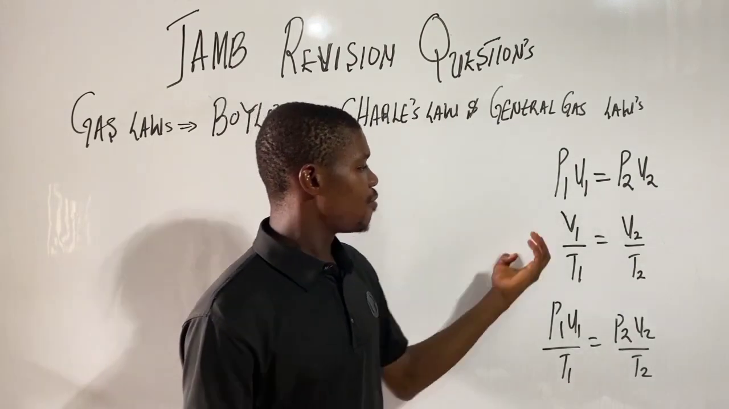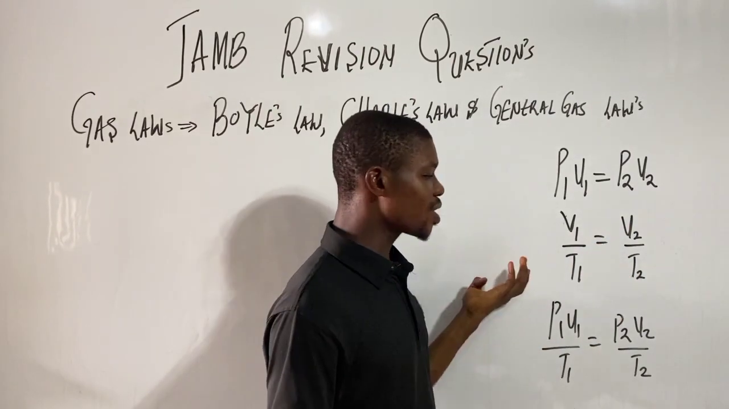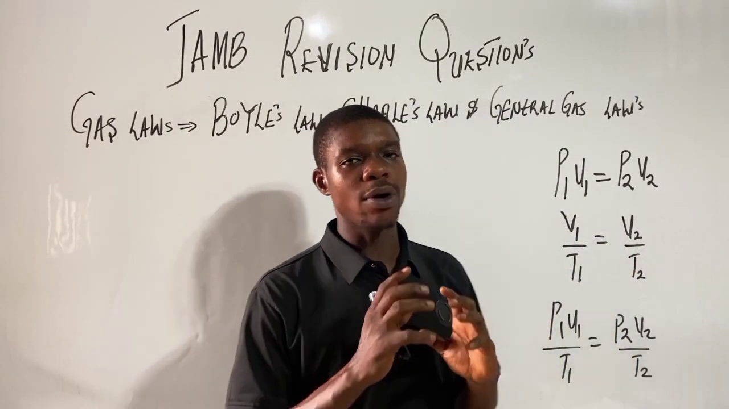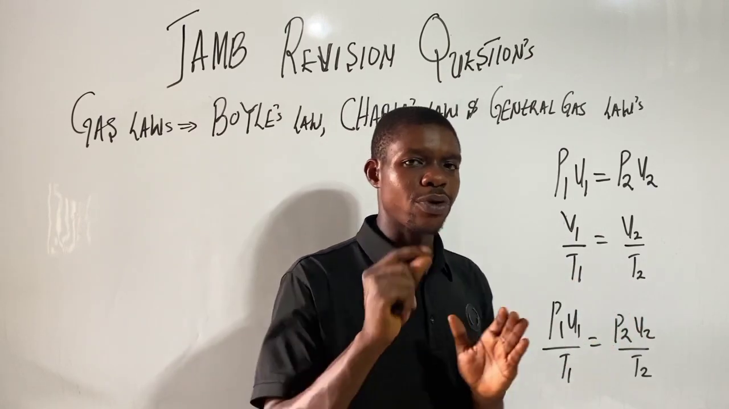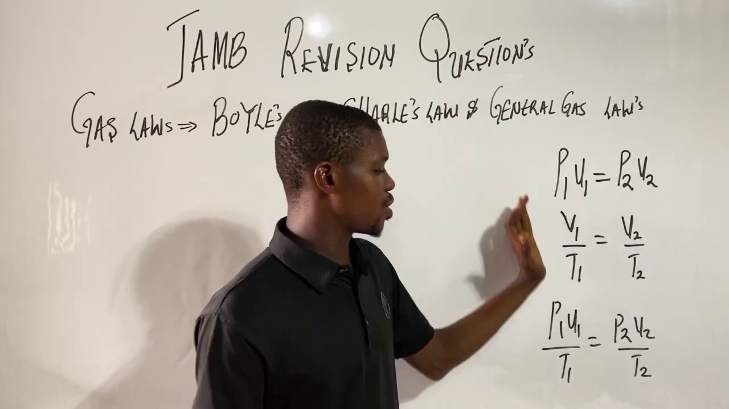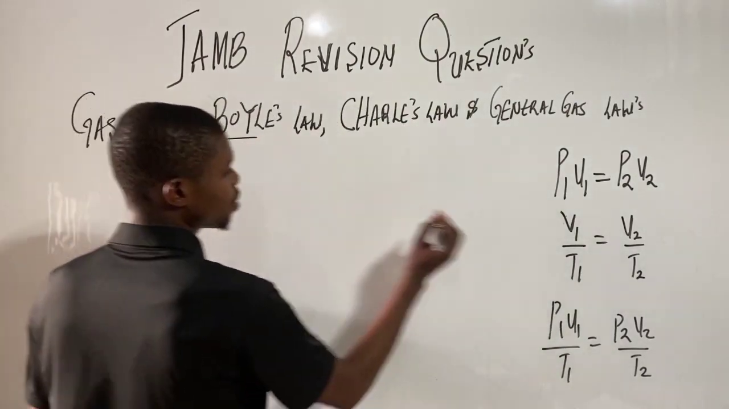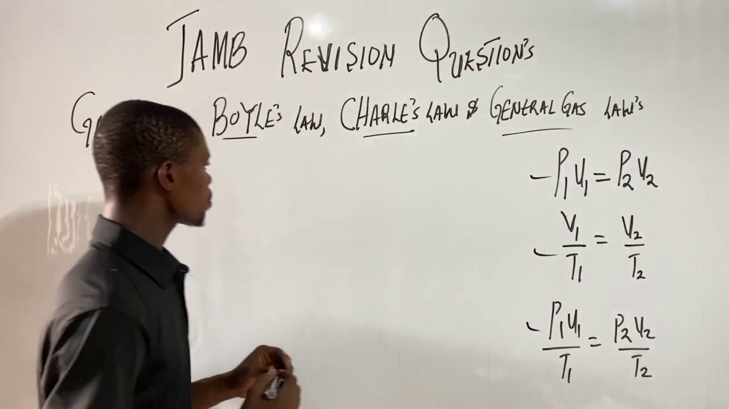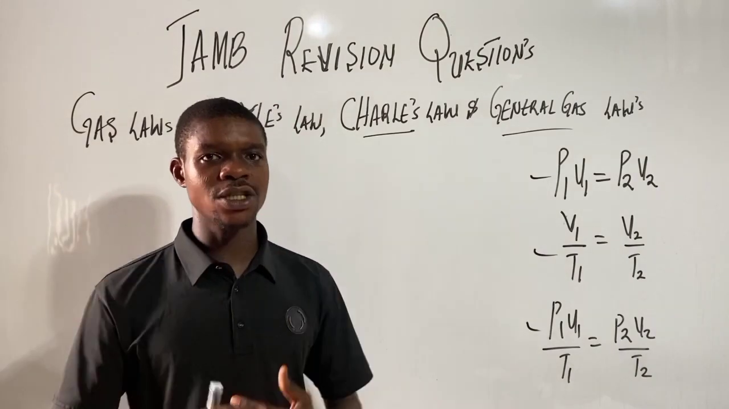Then we have V1 over T1 equals V2 over T2. It's called Charles law. It's going to be at constant pressure. Now, in this video I'm not going to explain those various concepts. I only want to show you how to tackle questions, because that is what you are going to see mainly in the exam. Then this one is the combination of Boyle's law and Charles law. This is called the general gas equation. So Boyle's law is this one here, Charles law is this, and the general gas equation is this one here. So we are going to start solving problems one by one. Let's get into the first question.